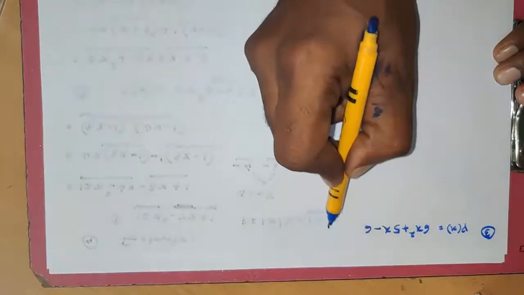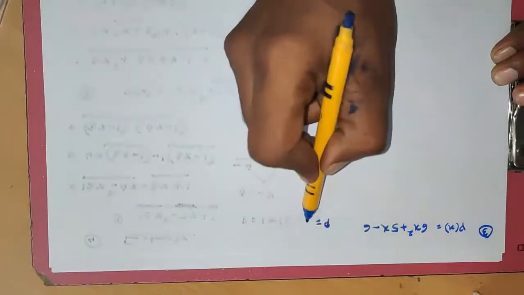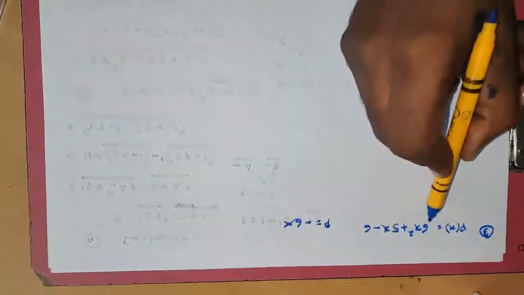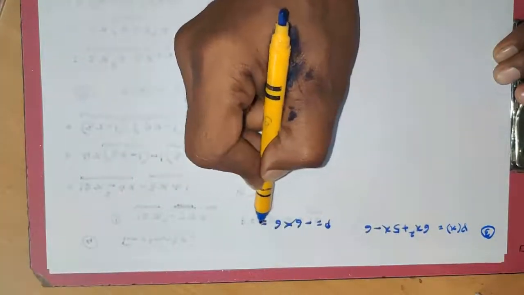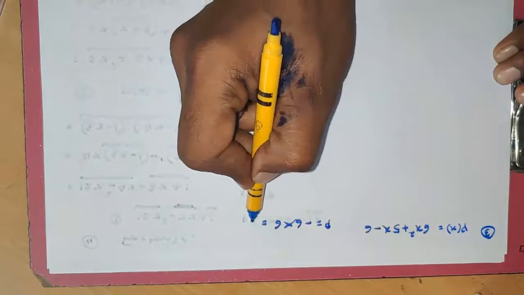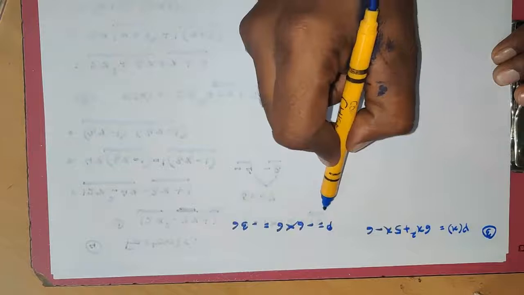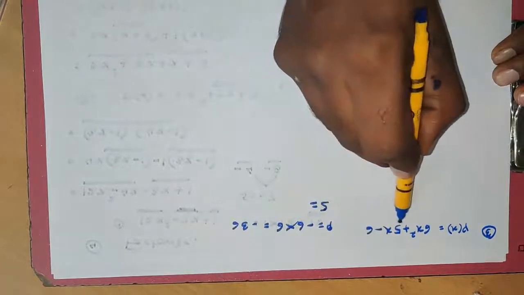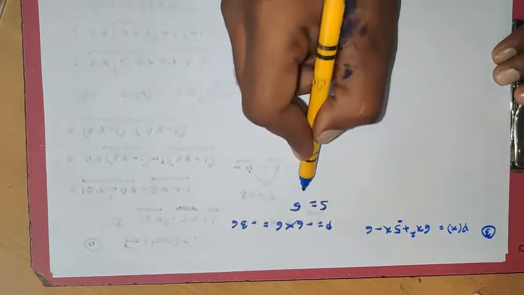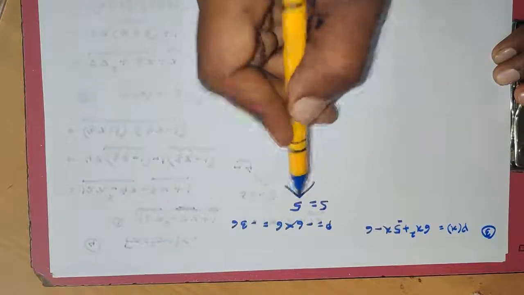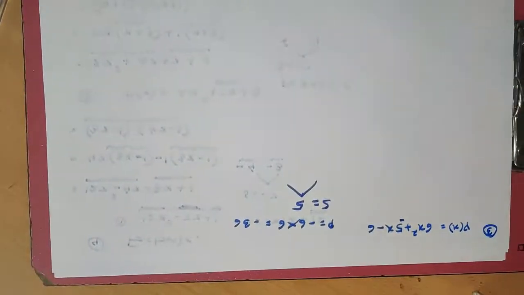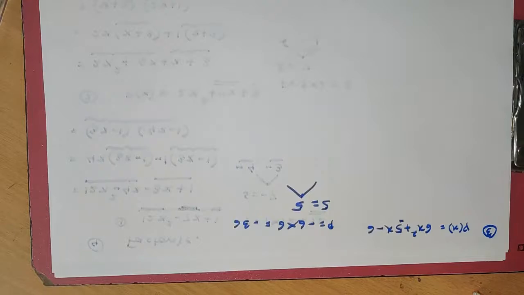Now here product should be last term, that is minus 6, into coefficient of first term, that is plus 6. 6 6s are 36. So product should be minus 36. And sum should be the coefficient of middle term, that is plus 5. So we have to choose two such numbers whose sum will be plus 5 and product will be minus 36.